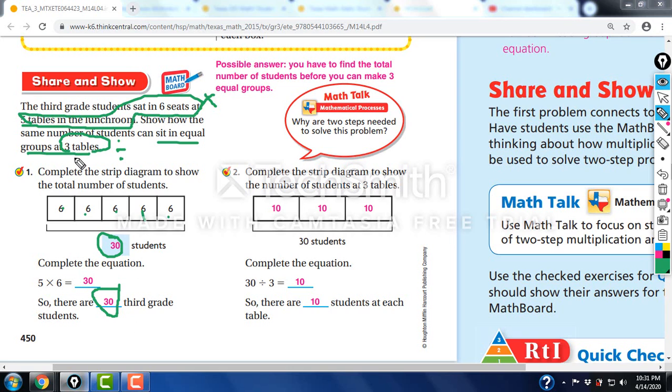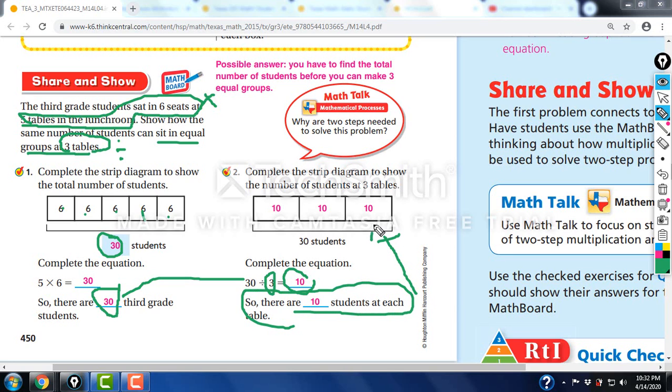Now I know they sat in 3 equal tables. So here are my 3 equal tables. And we take this product here and we divide it by 3. We got the 3 from the 3 equal tables over here. So 30 divided by 3 is 10. And then 10, 10, 10 in each table. This is table 1, table 2, table 3. So there are 10 students in each table, and we get that information from right there.